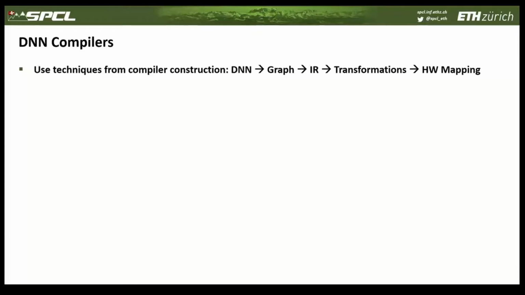So we take concepts from compiler construction, and what we normally do is we take the deep neural network and we convert it to some static graph that can be analyzed. That static graph then becomes an intermediate representation that undergoes transformations. For example, if you have a transposition and another transposition right afterwards, these two can cancel out.